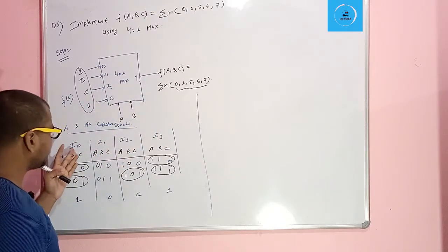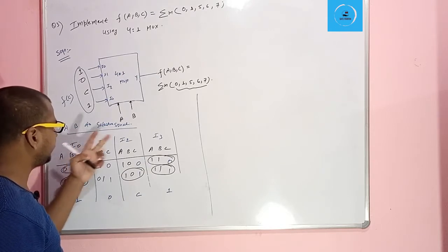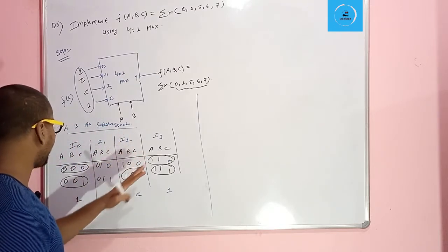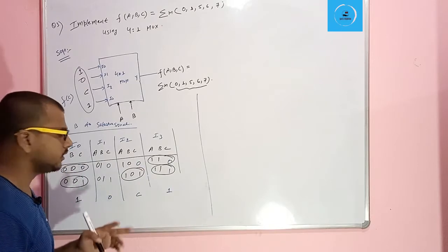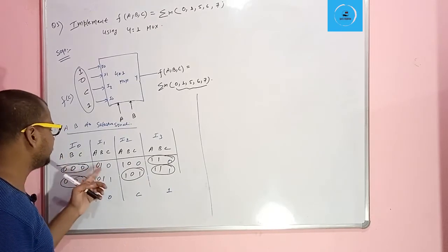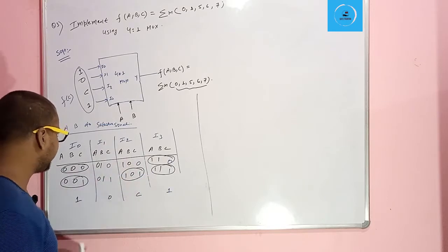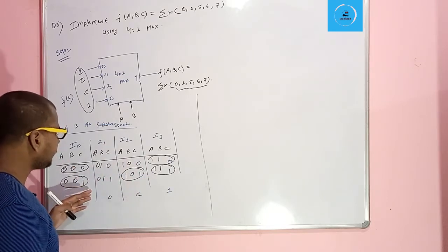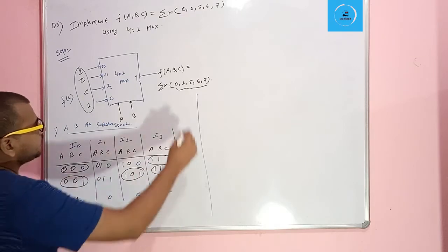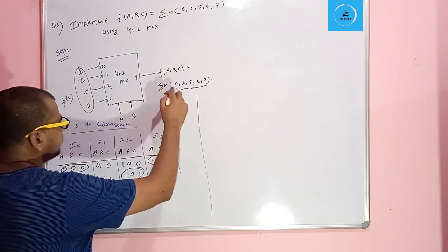So for doing this, first we have to write here 0, I0, I1, I2, I3 and A, B, C. Okay, and we are going to write the combination for AB, that is 0 0, 0 1, 1 0, 1 1, and here 0 0, 0 1, 1 0 and 1 1. After writing this, we are just going to group the numbers present here.